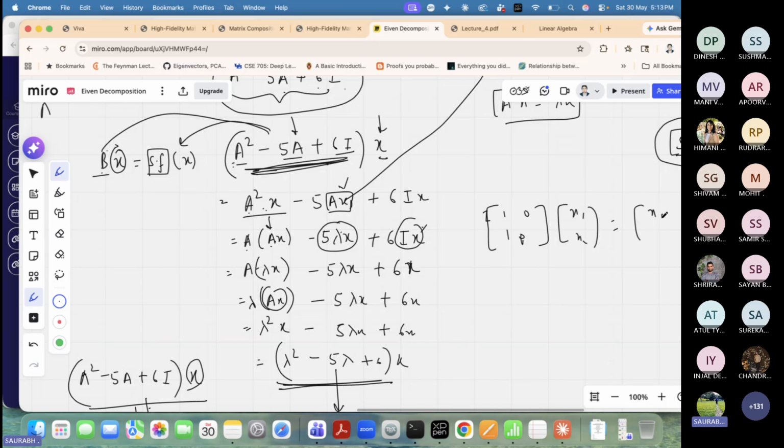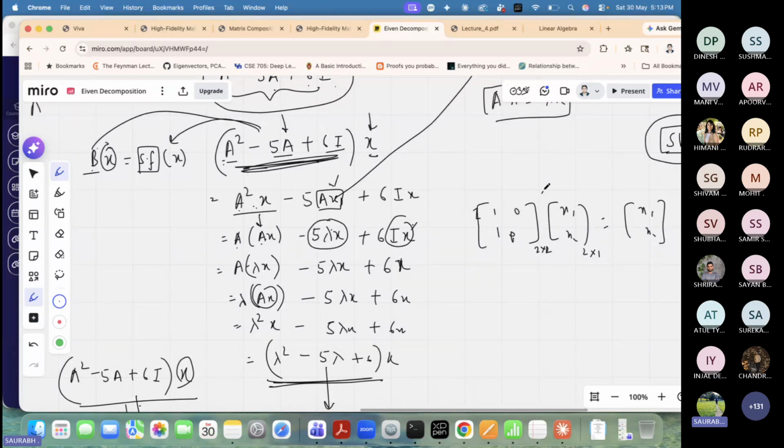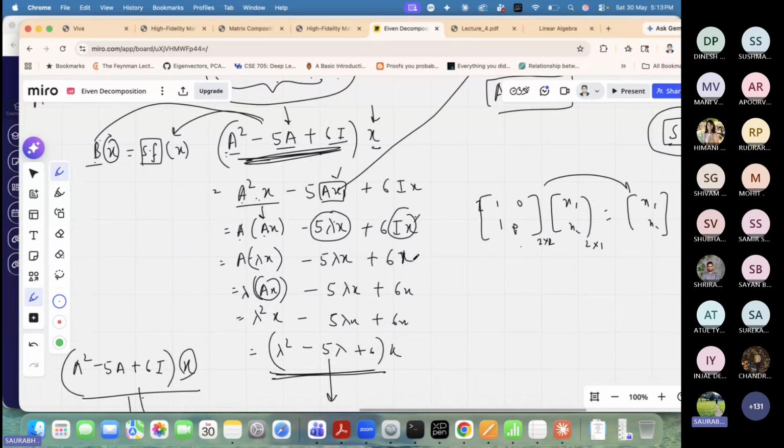You will eventually get the same vector, right? So this is 2 cross 1, this is 2 cross 2, this is 2 cross 1. Eventually you will be getting 2 cross 1. You will be getting the same vector because this is the identity matrix, and that's why we have taken 6x here.